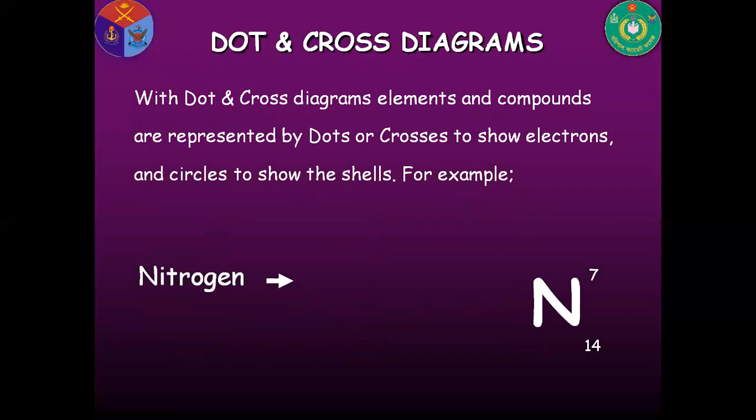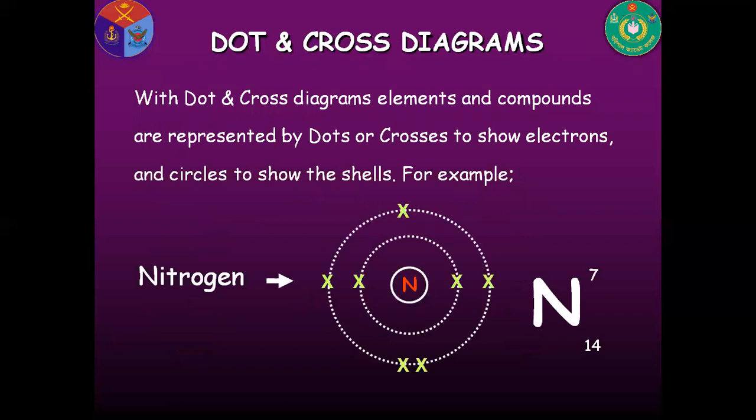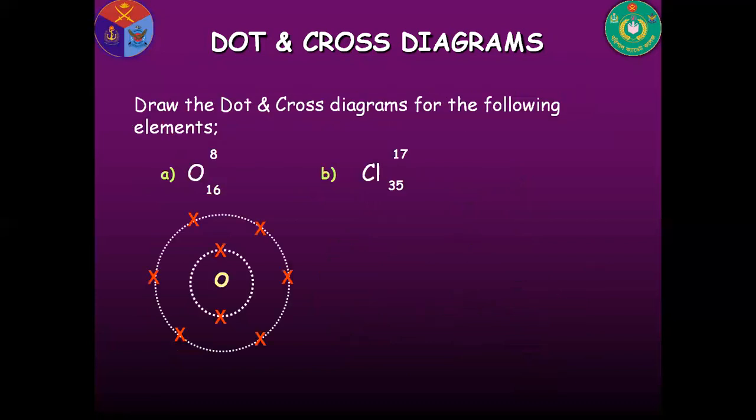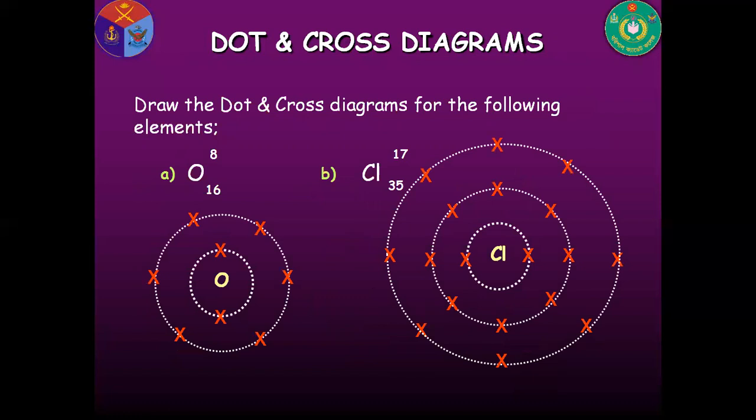Here is nitrogen. You can show the electronic configuration by using the cross sign also, but previously we used the dot sign. Here this is chlorine and oxygen. Oxygen 2, 6; chlorine 2, 8 and 7. This is the electronic configuration of chlorine. Previously we discussed bromine, but there is an increase of only one energy level for bromine compared to chlorine.